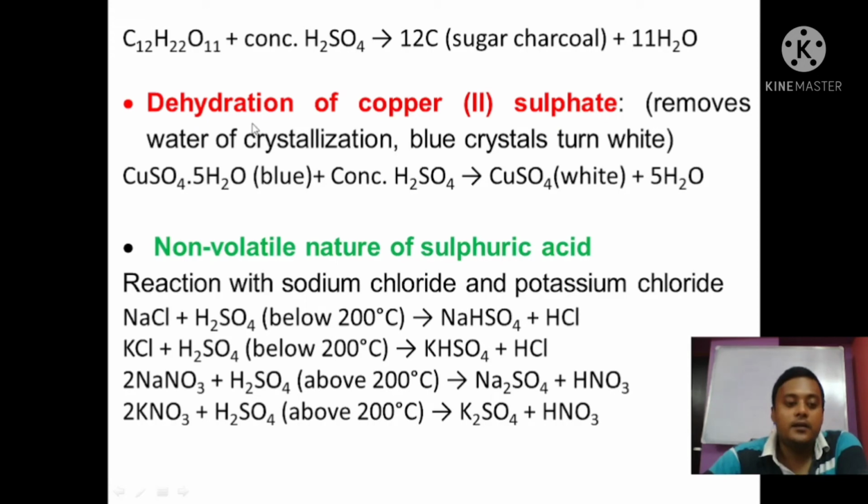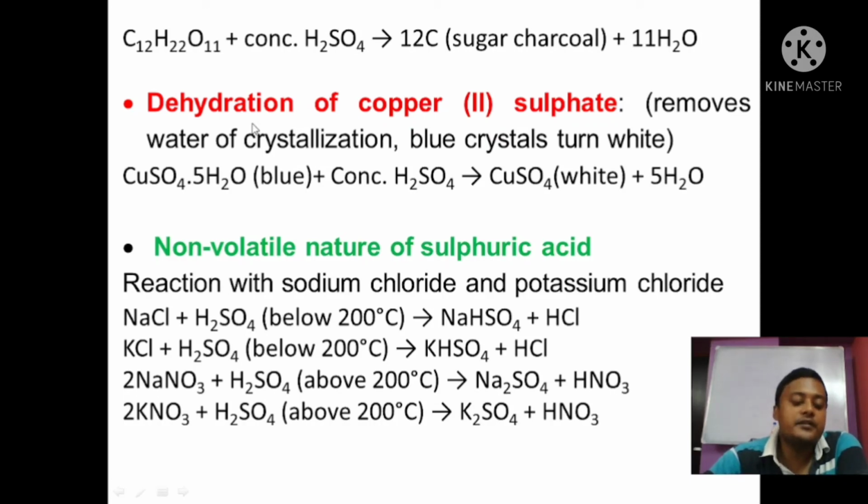So remember this. NaCl when it reacts with sulfuric acid below 200 forms sodium bisulfate plus hydrochloric acid. So in this case, sulfuric acid acts as a less volatile acid. Remember another thing: we can prepare a more volatile acid by using a less volatile acid. Next is KCl reacting with sulfuric acid below 200 degrees Celsius. It forms potassium bisulfate, KHSO4, plus HCl.